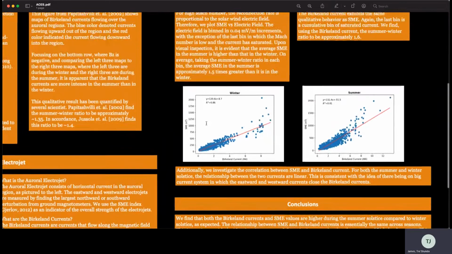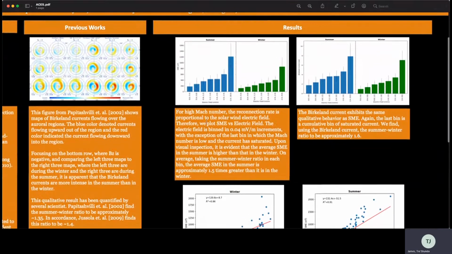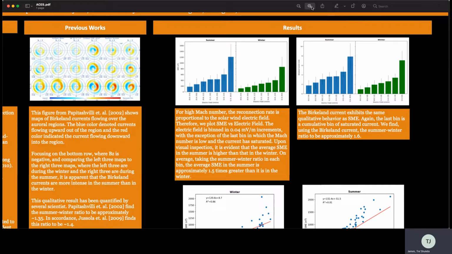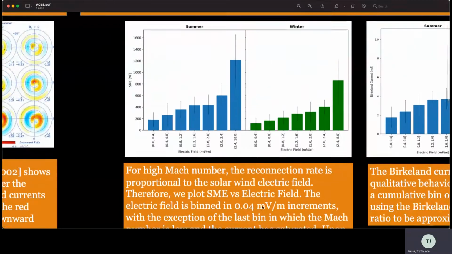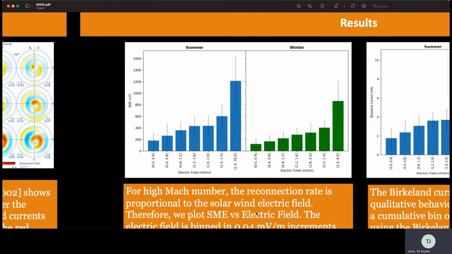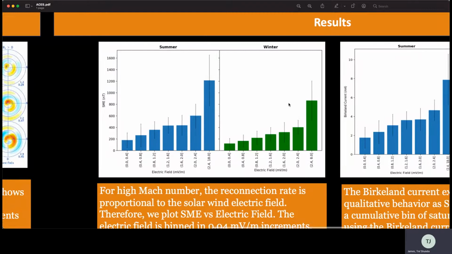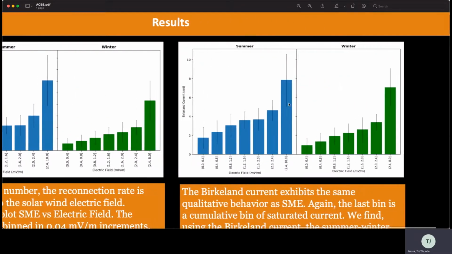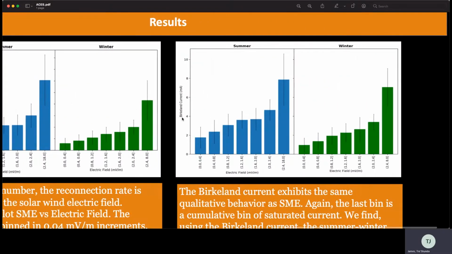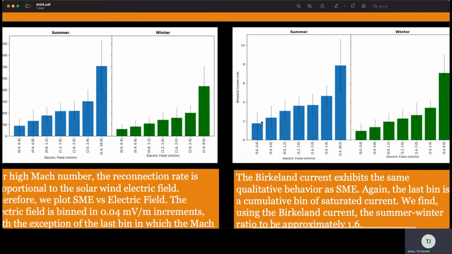So in investigating this asymmetry, here are our results as shown. We see here for summer and winter, plotting the SME versus the electric field. We see that in the summer, just by visual inspection, the SME is higher than in the winter. We also investigated this asymmetry using the Birkeland current, as previous studies have done as well. And we see that in the summer, by visual inspection again, that current is higher than in the winter.